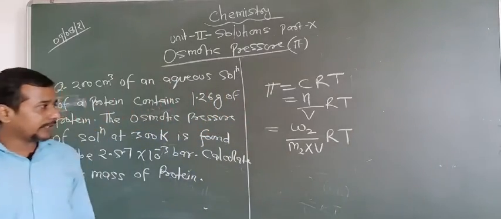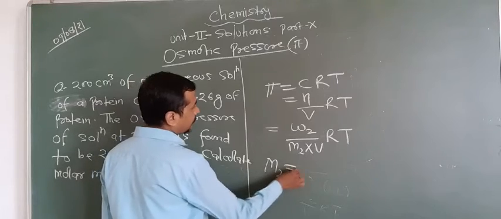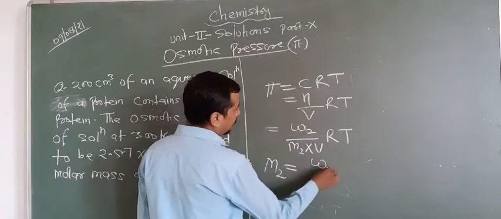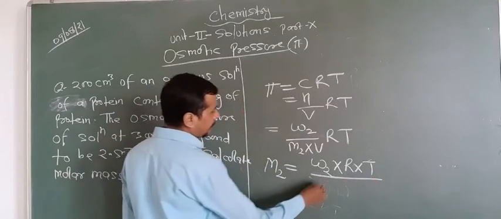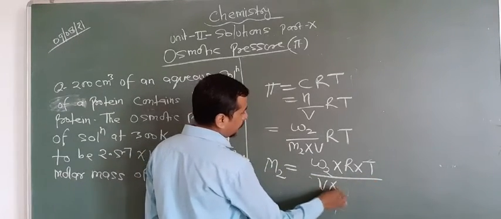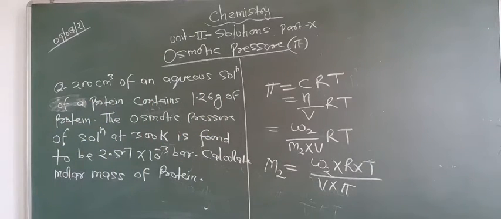So now we have to find the M2. That's why we can write it like this: M2 equal to W2 into R into T, and divide by what? Volume into pi, that is the osmotic pressure. Are you getting this point or not?